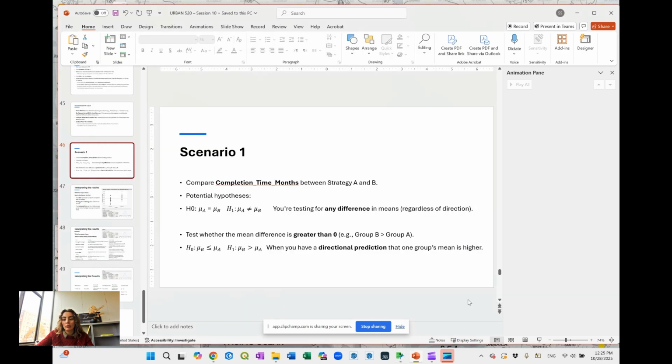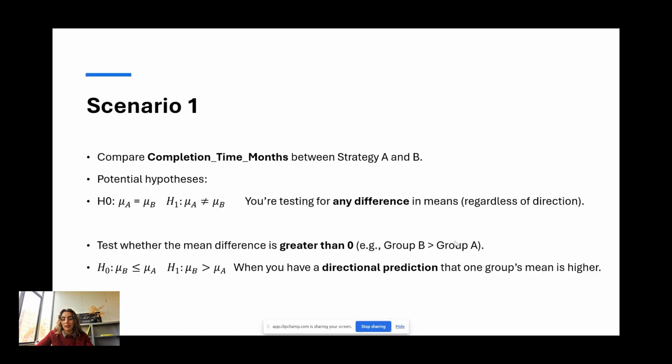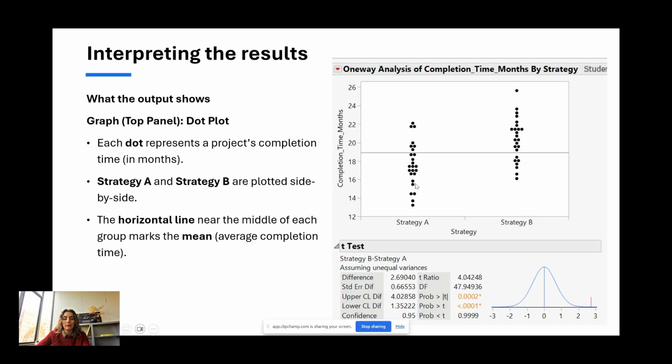Now let's look at what these results mean in the context of our work. First of all, in this graph, all of these dots represent the projects' completion times, separated as strategy A and B. This line is the mean completion time for the whole project, regardless of strategy A or B. So visually you can compare as well.